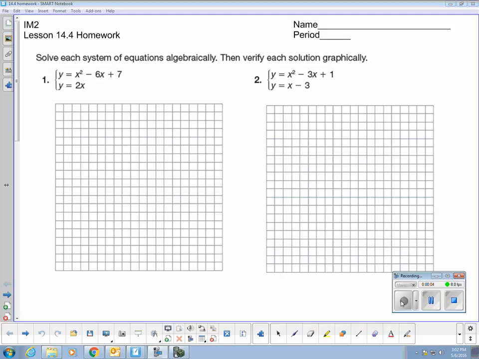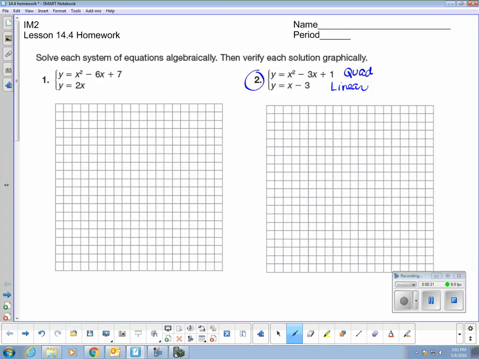Solving systems of linear and quadratic functions. So what we notice in problem number 2, we have a linear function and we have a quadratic function. And so we are going to solve by setting those two equal to each other, and then we're going to graph to verify that we have the correct solution.